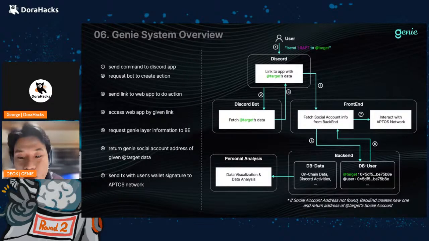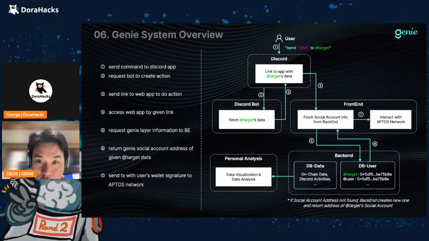So this is how the Genie layer works. First of all, the user sends commands to Telegram or Discord using the Genie bots, and Discord sends this command to the Discord bot that we created, and then it fetches the target's data. Then we send a link to Discord that leads to the front end app that combines social account info and enables users to use their wallets, like browser extension wallets or mobile app wallets, to send a transaction to the Aptos network.